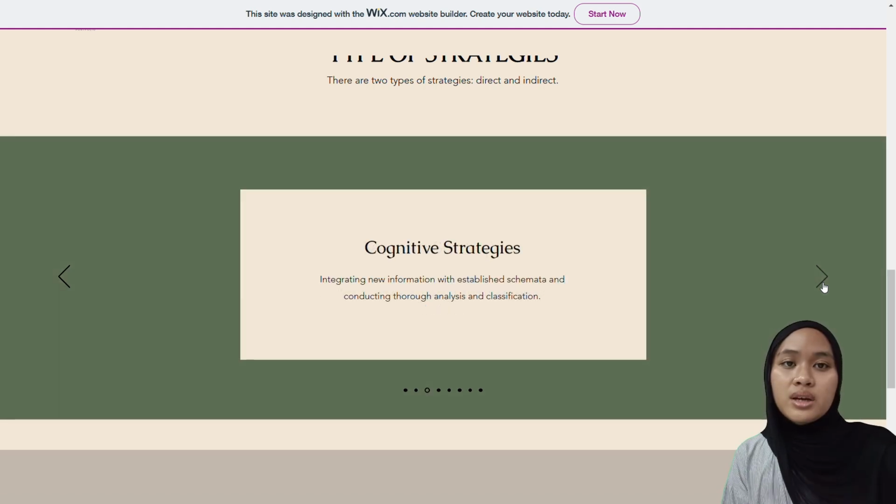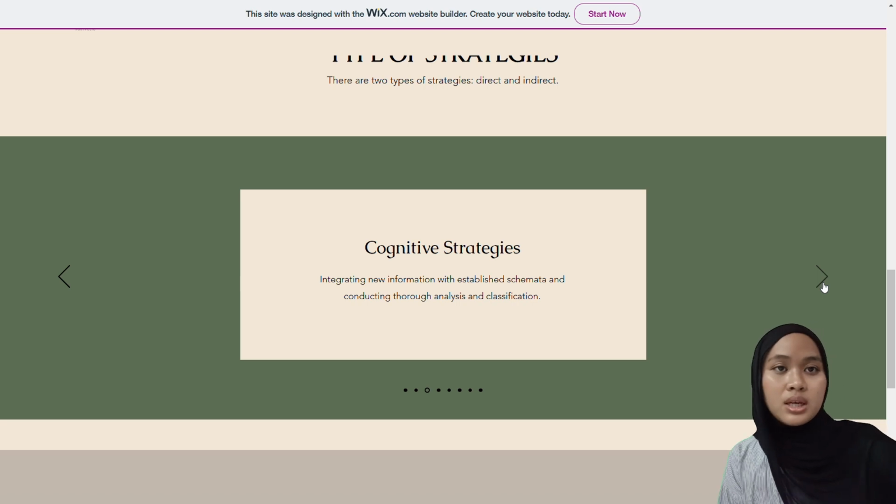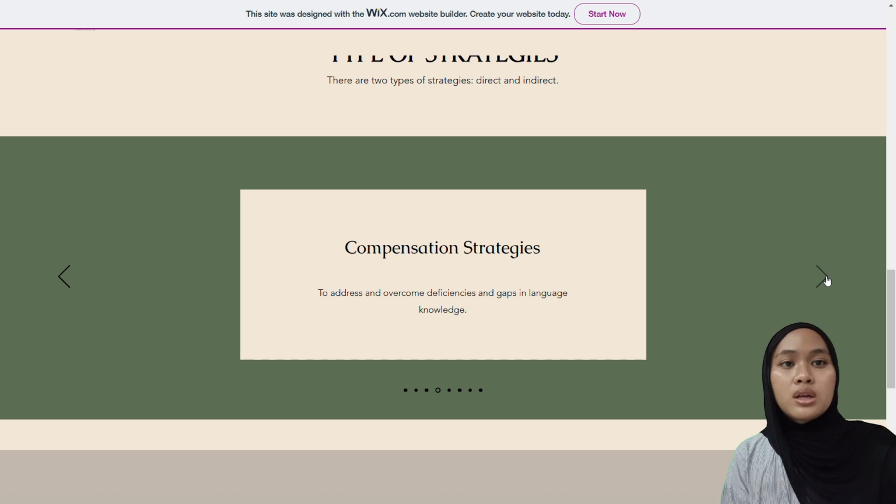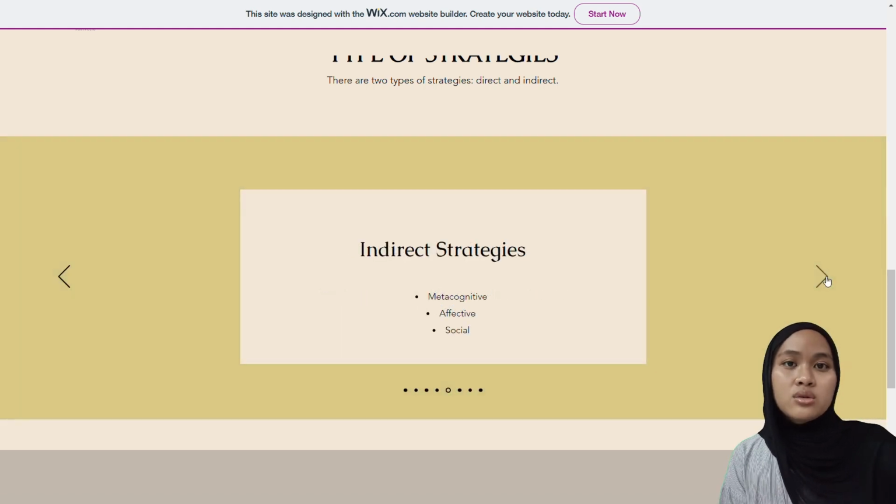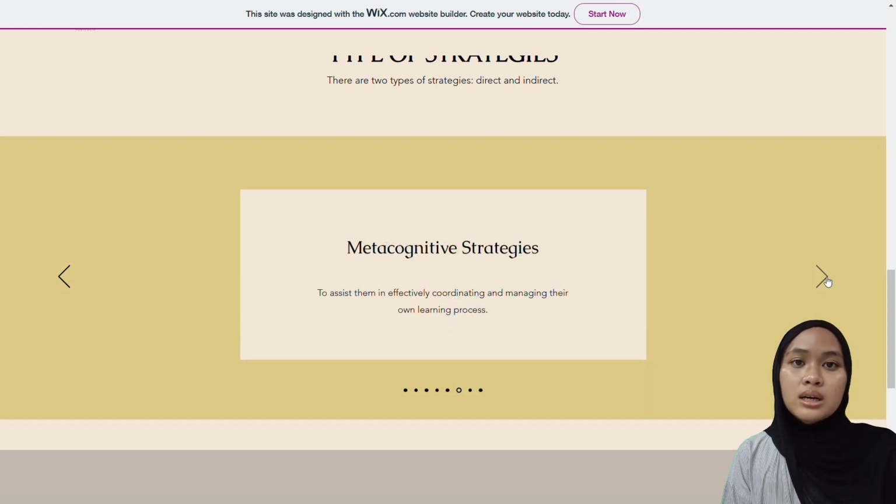Next, the cognitive strategies apply a specific technique to a particular task, for example, repeating, reasoning, and analyzing. Then we have compensation strategies, which the learner usually uses to overcome deficiencies and gaps in one's current language knowledge, to compensate for the missing knowledge in the target language.